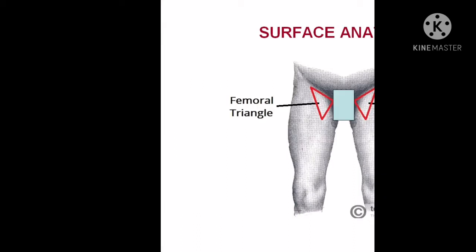The surface anatomy of the femoral triangle: as is evident from the name, it is a triangular space on the anteromedial aspect of the thigh. On both sides of the thigh you can see a triangular area underneath the surface of the skin. You can find the femoral triangle.